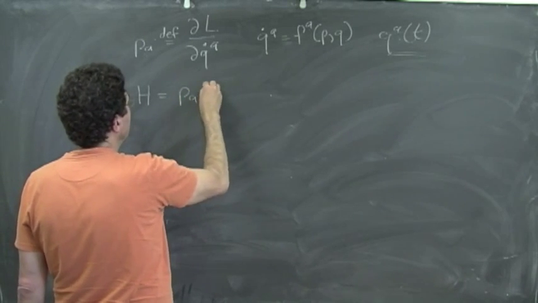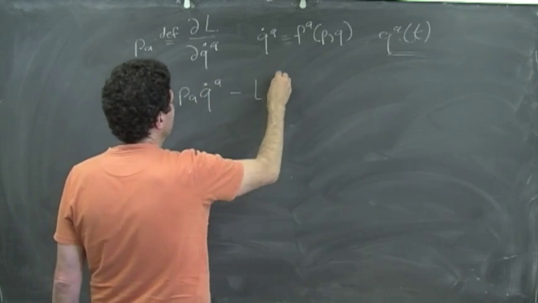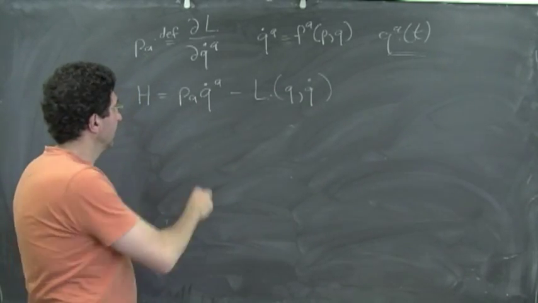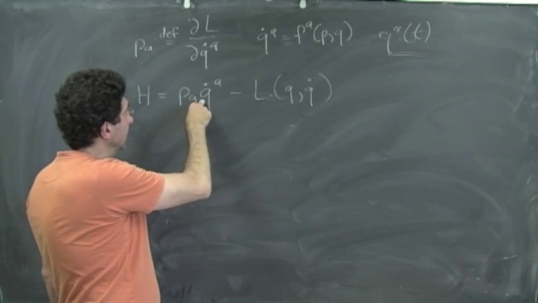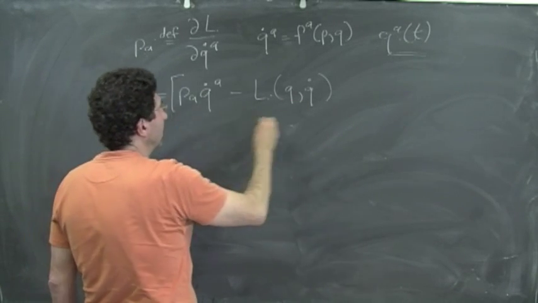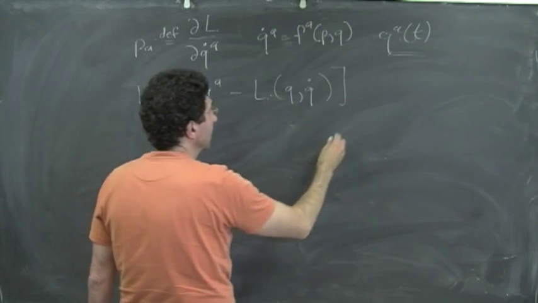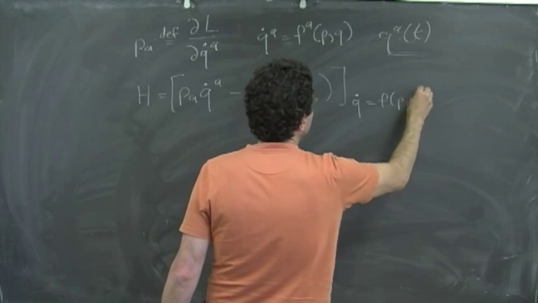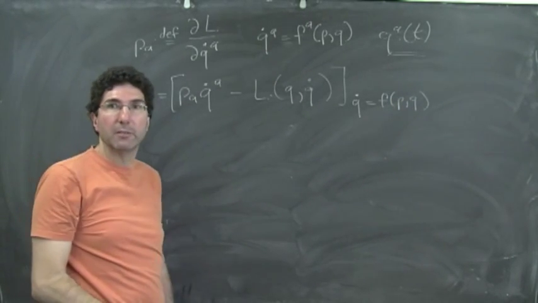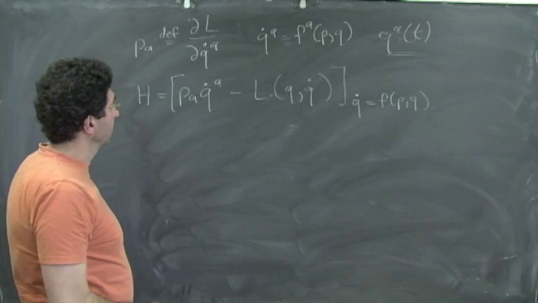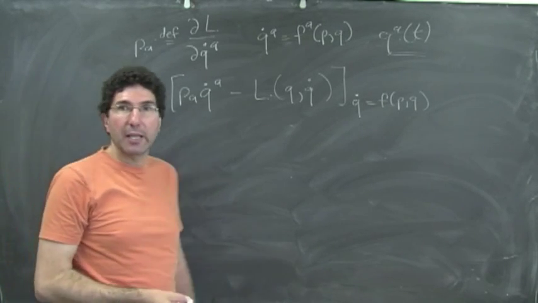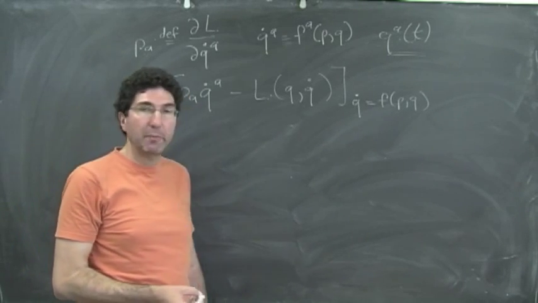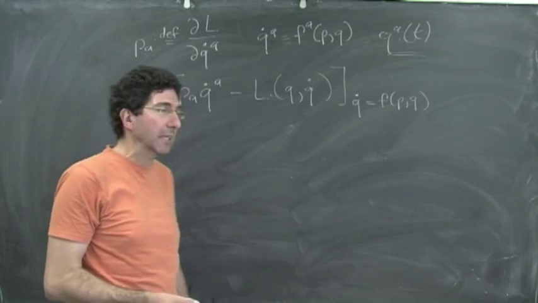Then we define the Hamiltonian as follows. It's p_A q̇^A minus the Lagrangian, which is a function of q and q̇. So far, this is a mixed thing that depends on the p's and the q̇'s, but the Hamiltonian is defined by taking this function and taking q̇ to be given by the function of the p's and q's that I found up here. So that is the Hamiltonian, and the Hamiltonian has its own equations of motion. I'm not going to go through that because we're really interested in the quantum mechanics case.